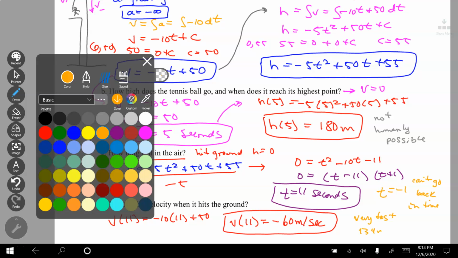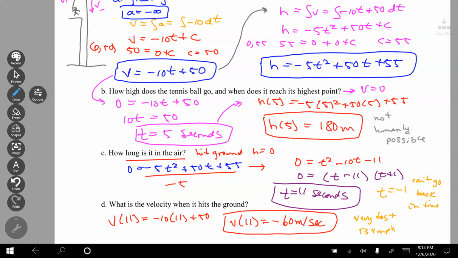It's 134 miles per hour. I don't think anybody's going to hit the ball, throw a ball going 134 miles per hour.